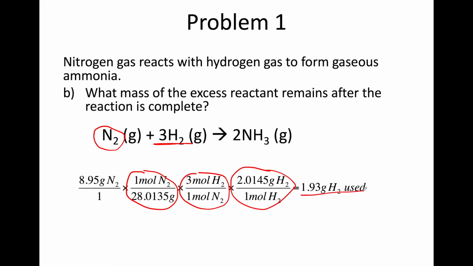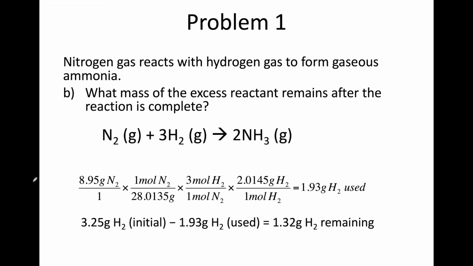So 1.93 grams of hydrogen is used. 1.93 grams of hydrogen is needed to react with the 8.95 grams of nitrogen. So be sure you understand why we're doing these calculations. Now that doesn't tell me how much is remaining, but I know I started with 3.25 grams of hydrogen. I used 1.93 grams of hydrogen from that calculation. So if I subtract those, I figure out how much hydrogen was not reacted, how much is remaining. So 1.32 grams of hydrogen will be remaining.